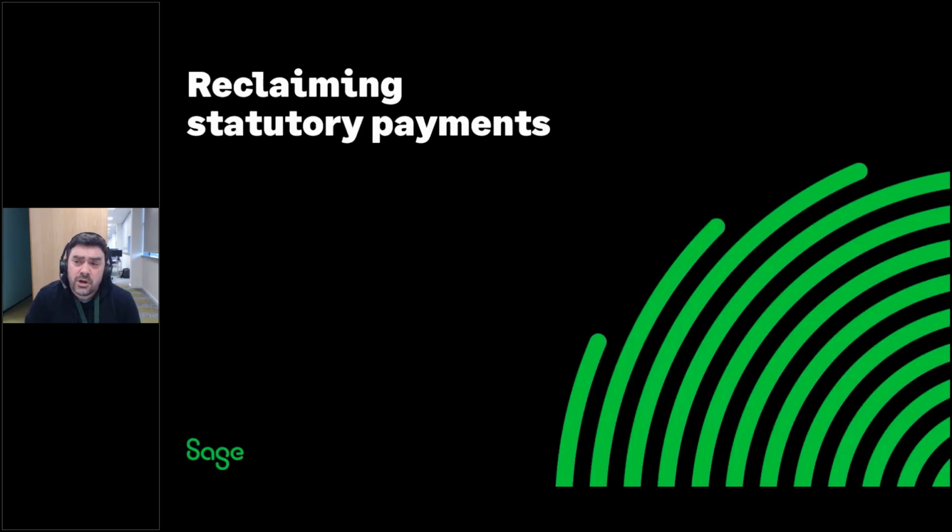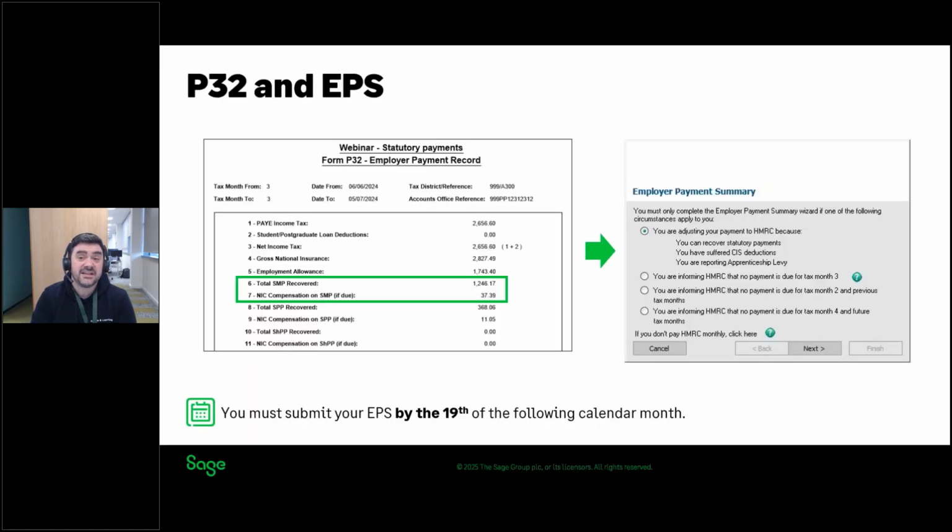So moving on next, I'm going to talk about reclaiming statutory payments. We did mention this at the start of the webinar, so you should be aware that you would get at least 92% of any statutory parental payment back from the government. If you qualify for small employers relief, you get 103%. So assuming you've already set your small employers relief setting as required, when you get to the end of the tax month, all you then need to do is run the P32 report, which will show you any statutory payments that you've recovered, including NI compensation if you're a small employer. That will then reduce the amount payable to HMRC, so that's how you reclaim it.